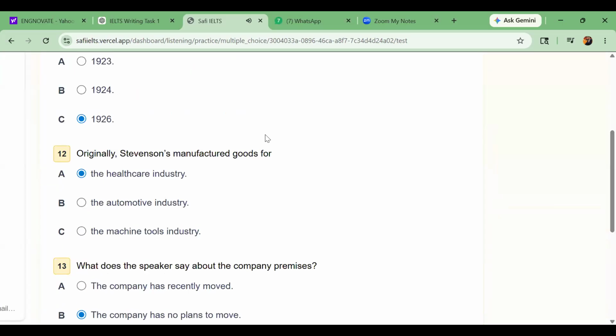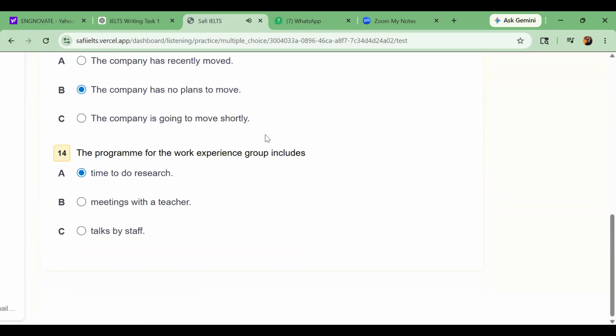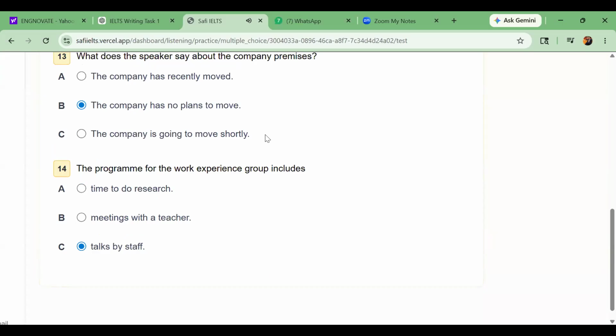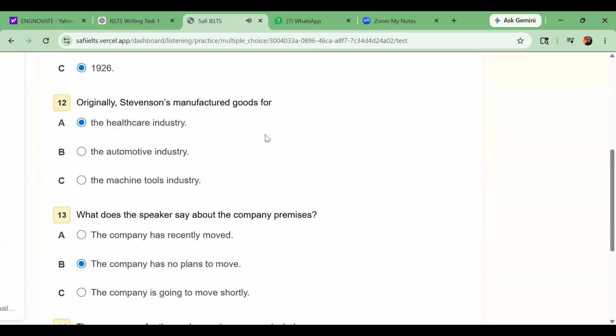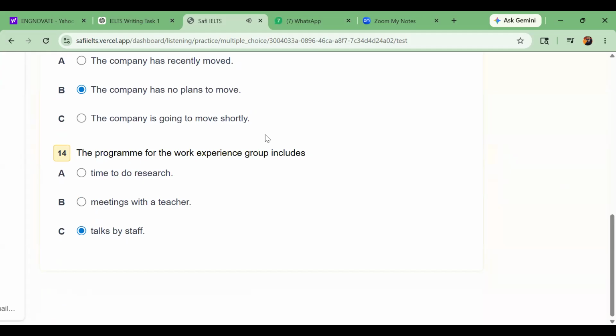And you'll all spend some time in each department, observing what's going on and talking to people, as long as you don't stop them from doing their work altogether. Okay, so now what can be the right answer? The right answer talks by staff. Why? You can talk to them, clear? Until you don't stop them from their work. So keep talking to them.